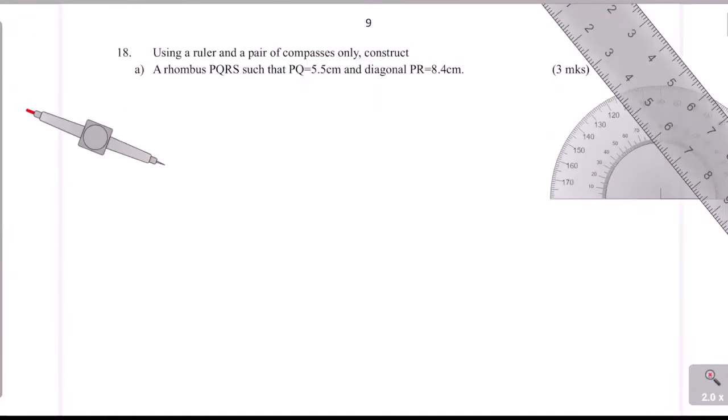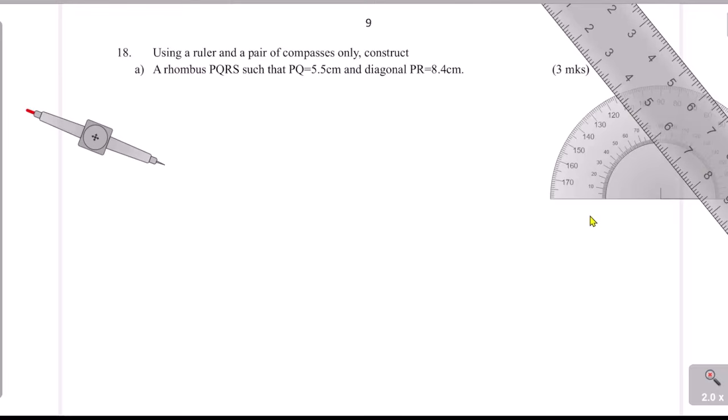Question 18. Using a ruler and a pair of compasses only, construct a rhombus PQRS such that PQ is equal to 5.5 centimeters and diagonal PR is equal to 8.4 centimeters. How do you construct this rhombus? Before you construct, you need to understand a very important property of a rhombus: the diagonals of a rhombus intersect at right angles.